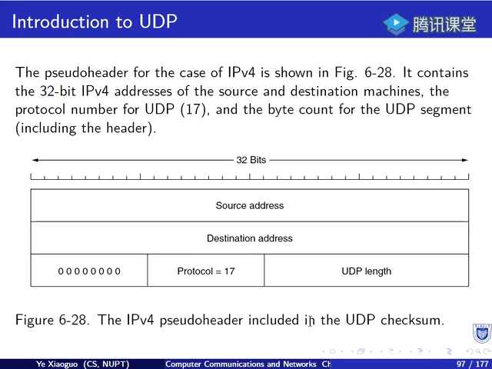Figure 28 shows the IPv4 pseudo header included in the UDP checksum. The pseudo header for IPv4 contains the 32-bit IPv4 addresses of the source and destination machines, the protocol number for UDP, which is 17, and the byte count for the UDP segment.